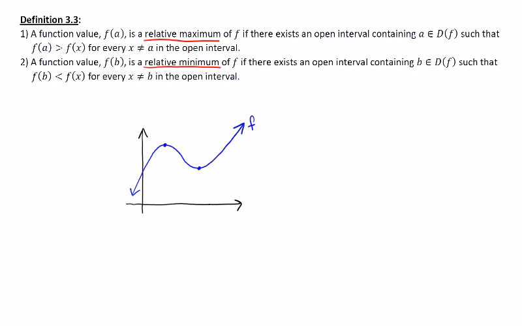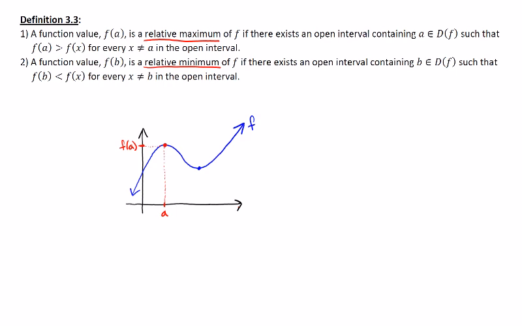It says a function value f of a is a relative maximum of f if there exists an open interval containing a. So what I would like to notice is that if I was to take this point, and if I believe that it is the relative maximum, then I would like to apply this definition to it to prove that it is. So taking this point straight down to the horizontal axis, I would label that as little a, which means if I carry it horizontally to the vertical axis, that would be the value f of a.